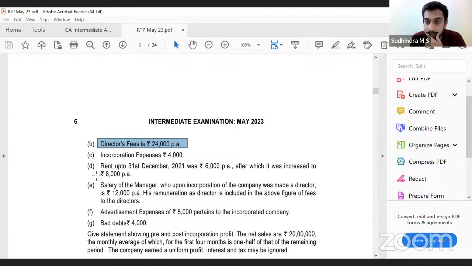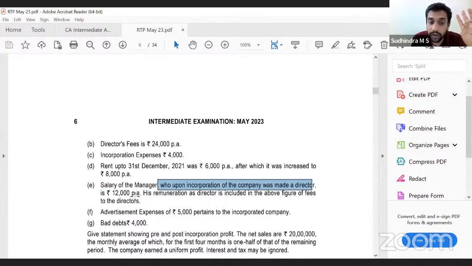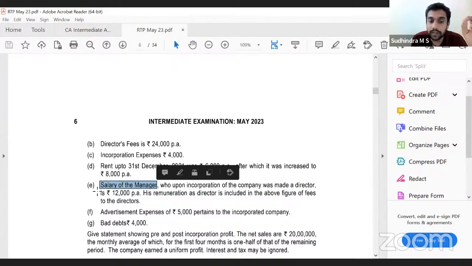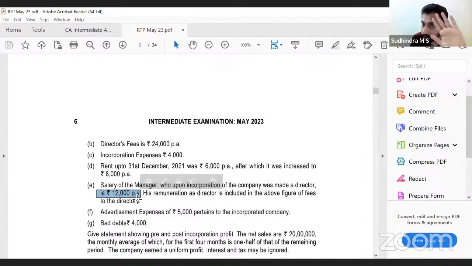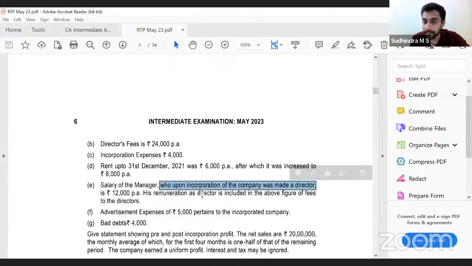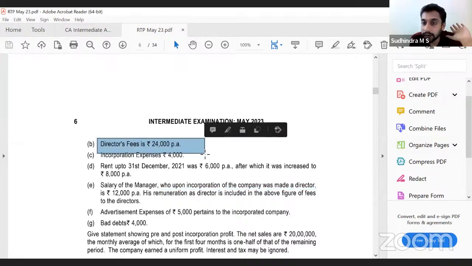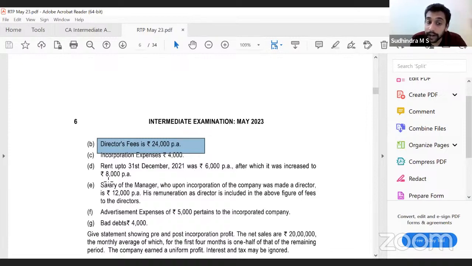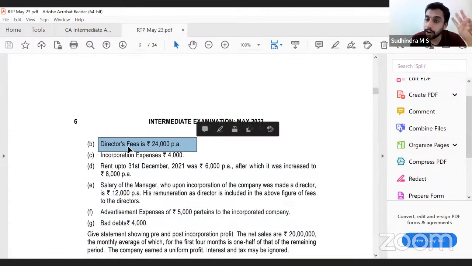I didn't understand the second sentence. Could you please explain that? Yes, see, simple. Salary of the manager who upon incorporation of the company was made a director, this we will ignore as of now, is rupees 12,000 per annum. So salary of a manager is rupees 12,000 per annum. That means pre-incorporation is paid 4,000. Now, this person upon incorporation was made a director. His remuneration as director, that is after incorporation, is included in the above figure of fees paid to the director. That means he is not being paid as a manager now. He is only paid as a director, which is already included in director's fees, point number B.